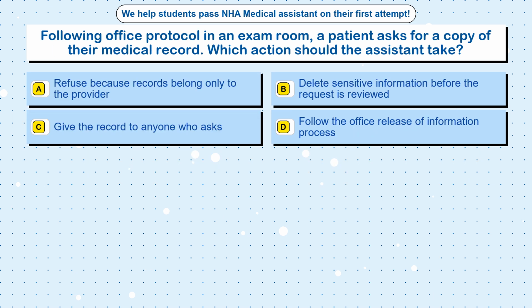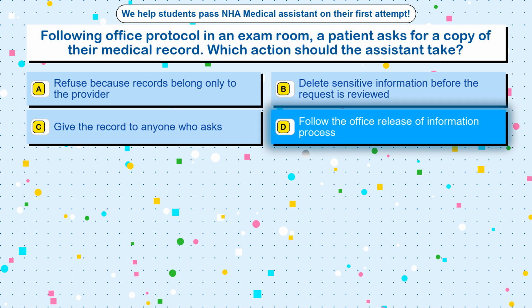Question 30. Following office protocol in an exam room, a patient asks for a copy of their medical record. Which action should the assistant take? Option A, refuse because records belong only to the provider. Option B, delete sensitive information before the request is reviewed. Option C, give the record to anyone who asks. Option D, follow the office release of information process. The correct answer is option D, follow the office release of information process.